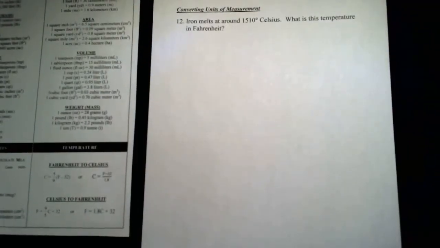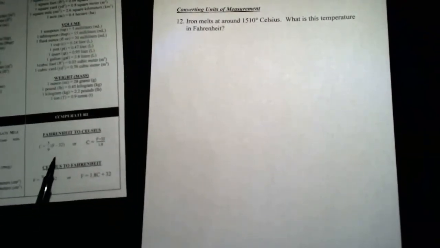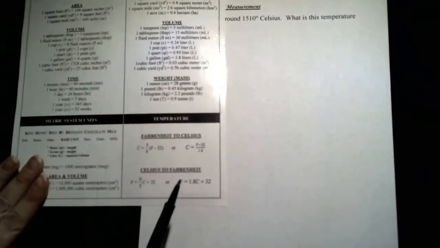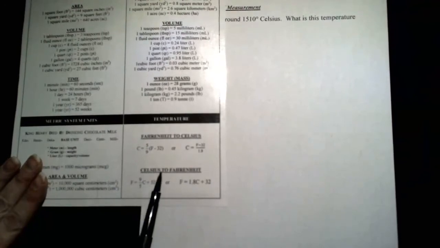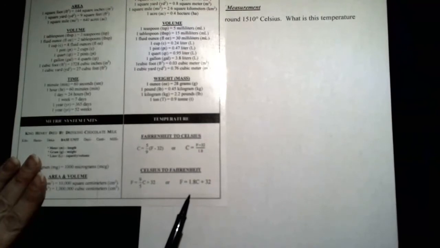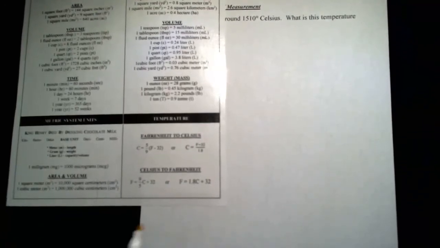All right, for number 12, it says iron melts at around 1,510 degrees Celsius. What is its temperature in Fahrenheit? So this is a question that requires a formula. So on the bottom of your sheet, you have the formulas for temperature. Since we're asked to change it to Fahrenheit, you want Celsius to Fahrenheit. You have these two choices. They both give you the same answer, and I'm going to use the one that is decimal form.